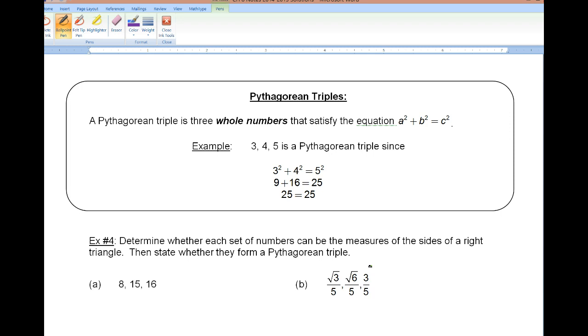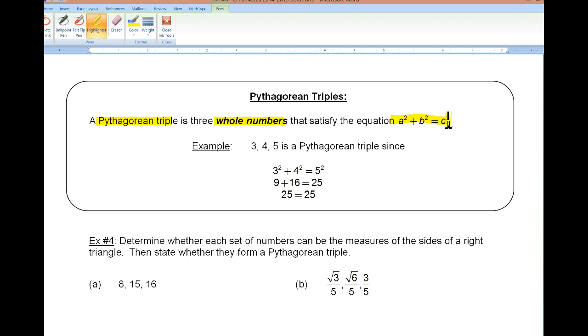Okay, so Pythagorean triple. Pythagorean triples are whole numbers that satisfy this equation. Whole numbers only. So, for example, on the previous page, we did a right triangle. One of the first examples we did, I think, Allie, you did the one where it was 6, 8, and 10. That's an example of a Pythagorean triple because they're whole numbers where a squared plus b squared equals c squared.